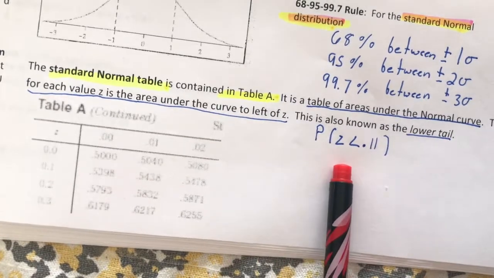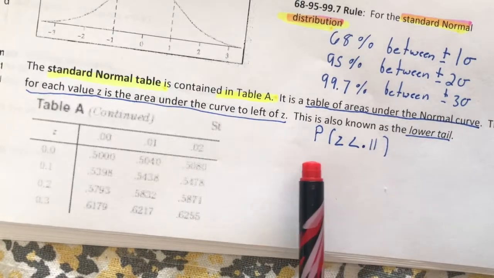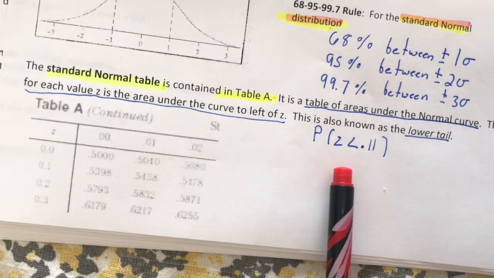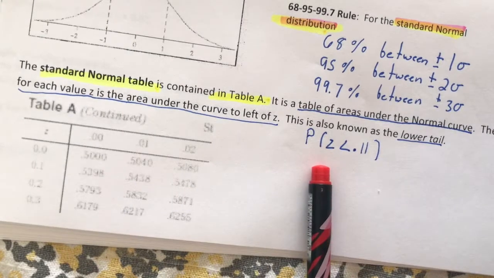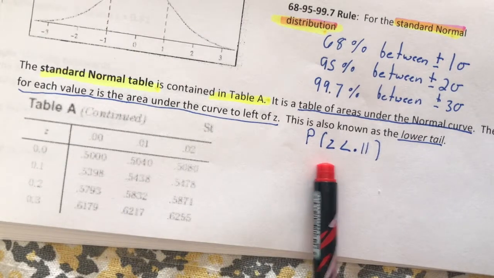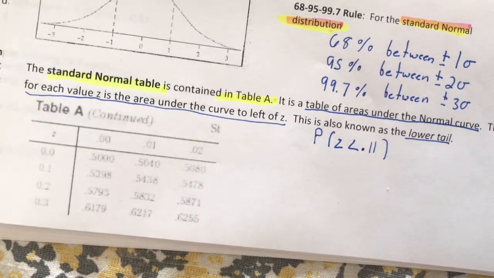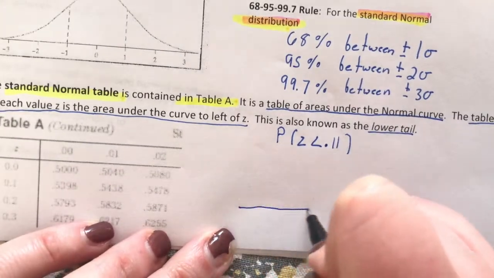So let's think about this. Here I said, what's the probability that you're going to choose a z-score that's less than 0.11? Okay, so we're going to take a look. What proportion of our curve is going to be less than 0.11 is basically what that's asking us. So what you should do is you should draw a curve. So we're going to just first do a real quick sketch of a curve.